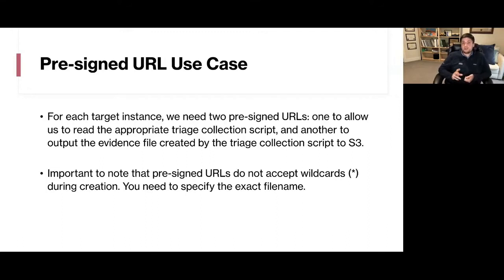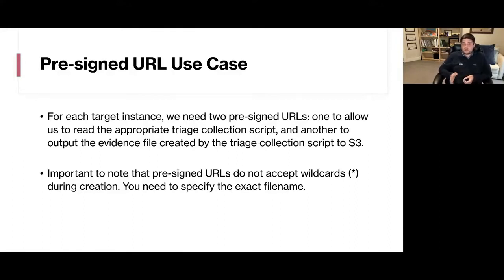But basically, we need to generate two pre-signed URLs, one to allow us to read a triage collection script, and another pre-signed URL that we use to authenticate to write our triage output evidence to an S3 evidence bucket. So for each target instance, again, we're going to get two pre-signed URLs. So if we have 10 EC2 instances that we're going to collect, we're going to generate 20 pre-signed URLs.